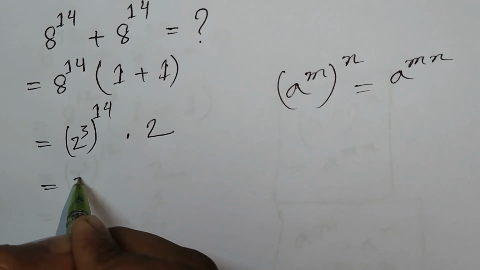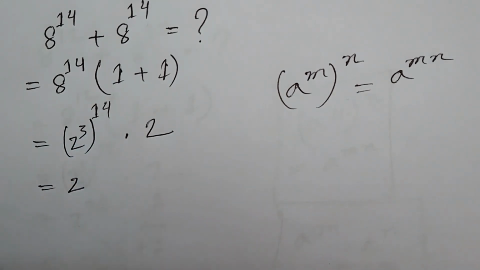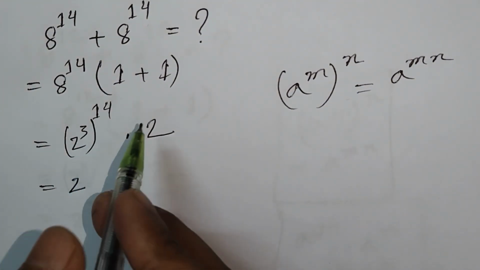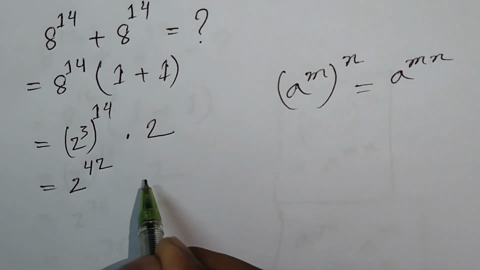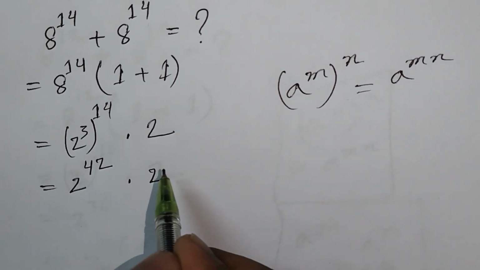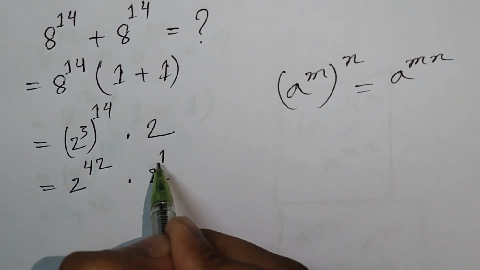2 to the power 3 times 14. 3 times 14, that is 42, times 2. 2 is the same as 2 to the power 1.